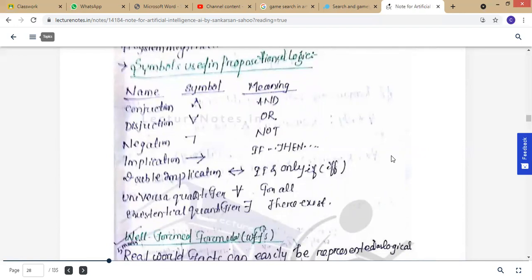This is a symbolic representation of the propositional logic used in artificial intelligence.